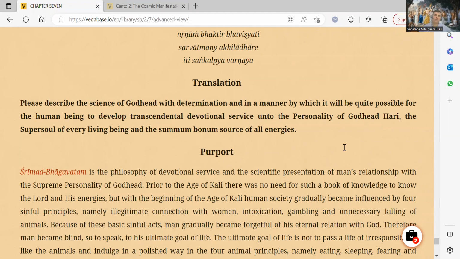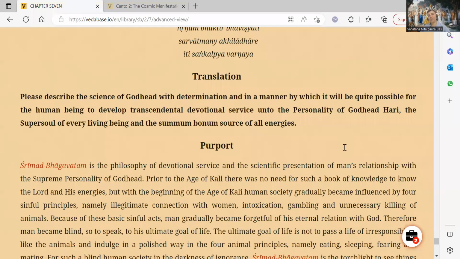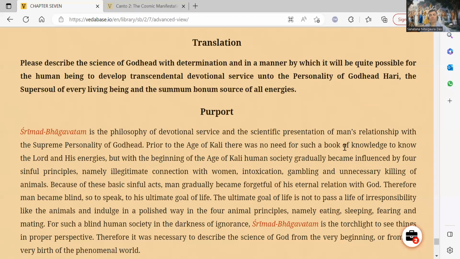You cannot be in Chaitanya Mahaprabhu's movement. You cannot be in Srila Prabhupada's movement if you're not preaching. So all of us, in some form or other, contribute to the preaching mission. You have to do it. That is your responsibility. It's not optional.